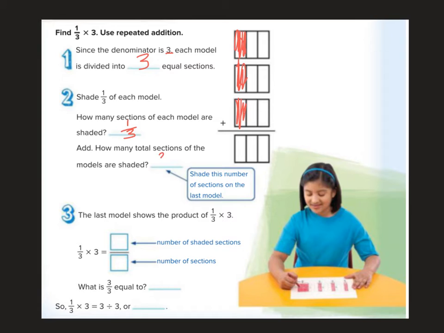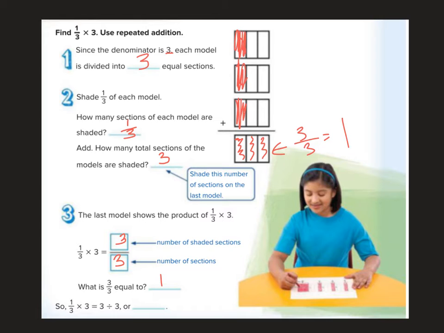So we have 3, right? We have 3 of these, so I'm going to shade 3 down here, 3/3, which we notice is the same as 1, right? I shaded one whole model. The last model shows the product of 1/3 times 3. So 1/3 times 3 is 3/3, and 3/3 is equal to 1.